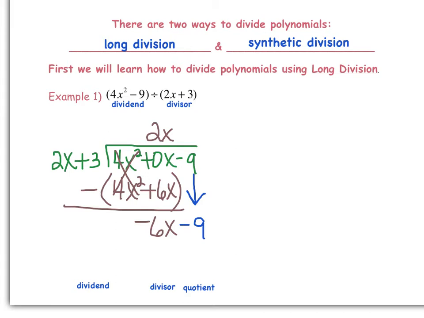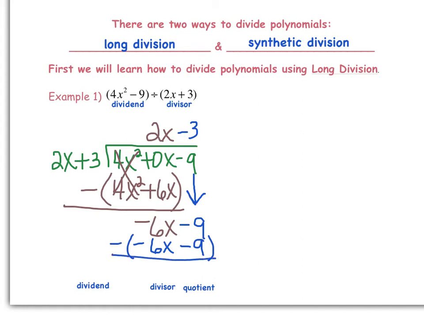I am going to look at 2x and say, how many times does 2x go into negative 6x? Or you could say 2x times what equals negative 6x? The answer to that is negative 3. So above the negative 9, I'm going to write negative 3, or minus 3. And I will distribute negative 3 to 2x and negative 3 to positive 3. So negative 3 times 2x is negative 6x, and negative 3 times positive 3 is negative 9. Now I'm ready to subtract each of these terms from the terms above.